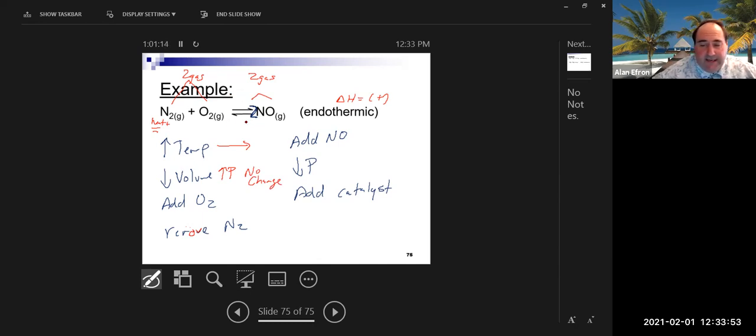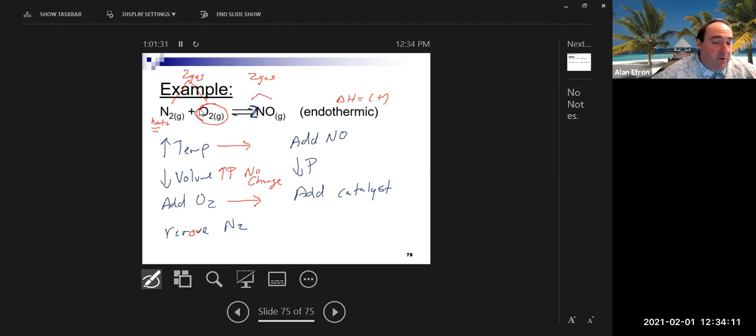Probably will just maintain where it's at in that particular case. If we add O2, O2 again being a reactant, add away, so it's going to shift away from the reactant side to our product side. And we go to the right.